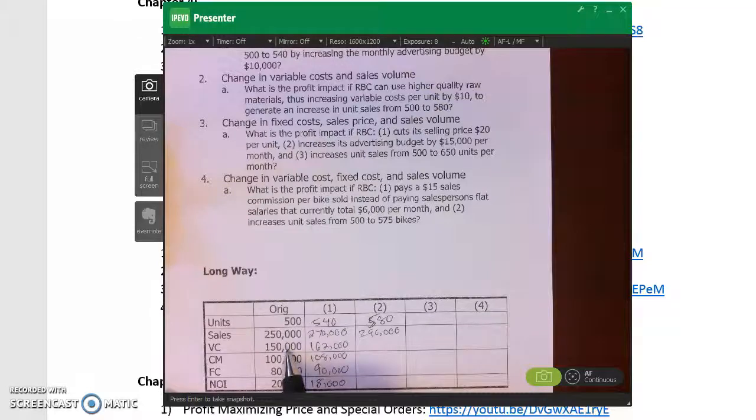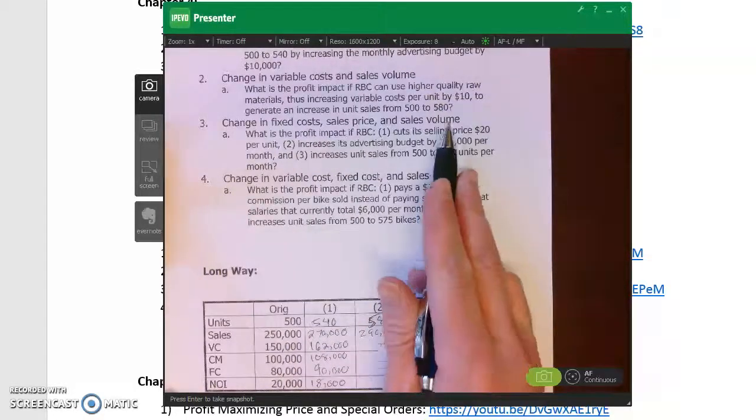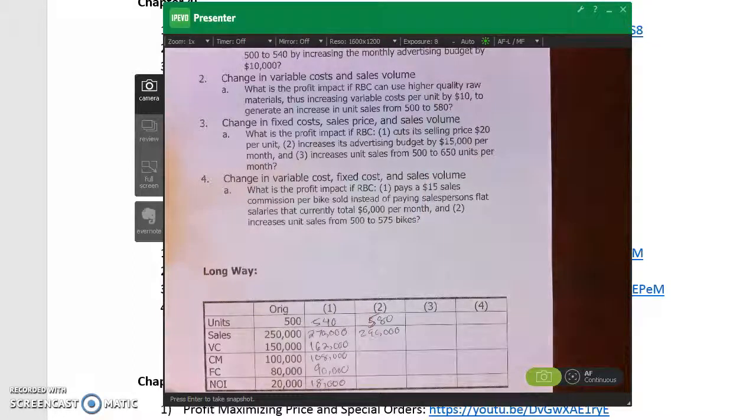Now, my original here, my variable expenses per unit is $300, and it says it increases by 10, so it goes to 310. My per unit, my variable expense is 310. 310 times my 580, 179,800. Then I subtract the two to get my contribution margin, 110,200.